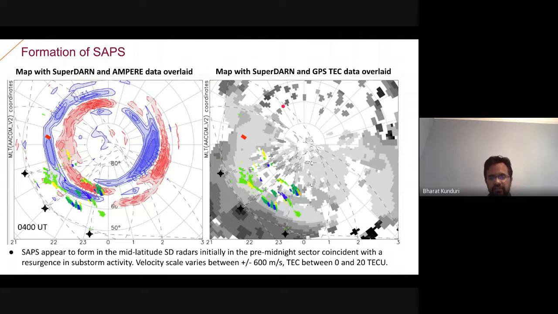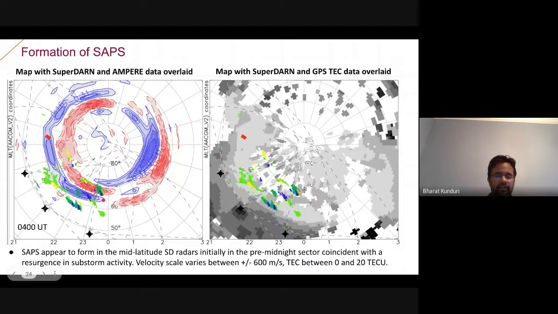And the right-hand side provides SuperDARN data overlaid with median filtered total electron content data provided by the Madrigal database. And the dashed lines here indicate fields of view of the SuperDARN radars that are making observations of SAPS. So I'm using 6 SuperDARN radars in this case study. And clearly you can see that as expected, SAPS are located inside the low density trough region.